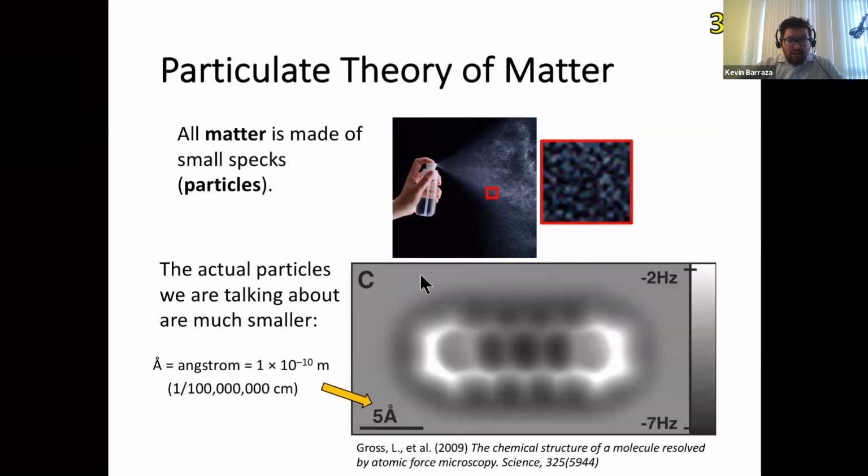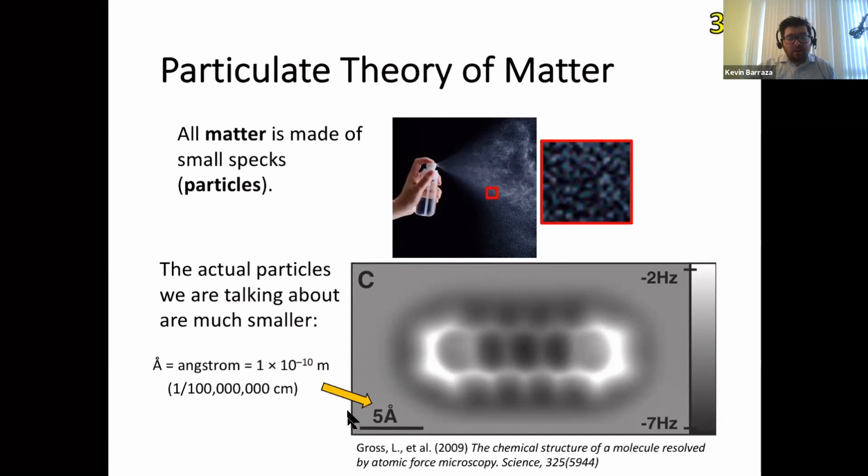And in fact, the specks we're talking about are much smaller. The example I show is this image. This is one of the first real images of the particles we're going to be talking about, molecules and their atoms. But what we can see is that the scale, according to this image, is very small. It's 5 angstrom, is how we pronounce this. And the conversion factor for that is that 1 angstrom is 1 times 10 to the minus 10 meters. So an extremely small scale is what we're talking about, but that's the power of chemistry.